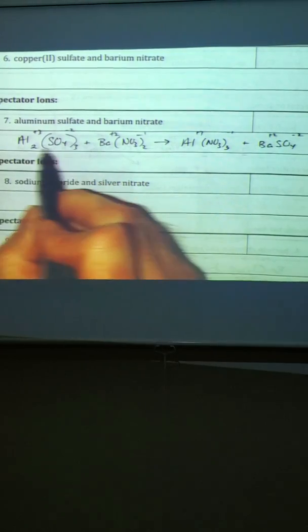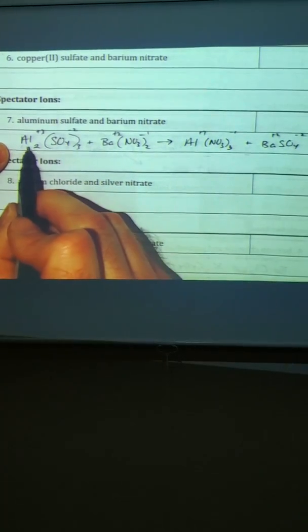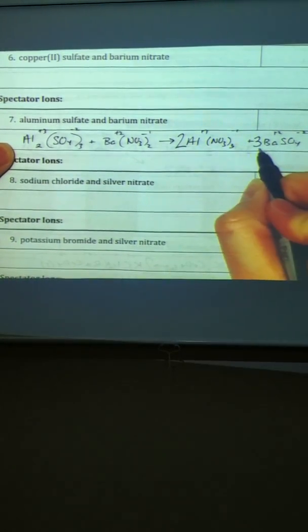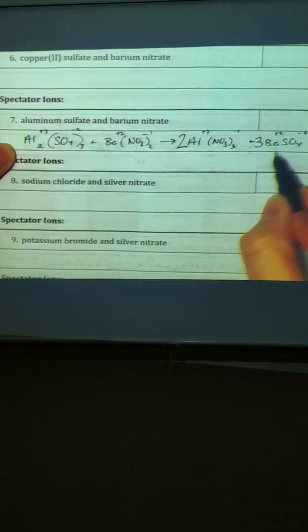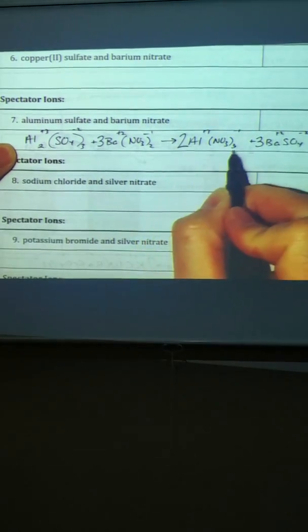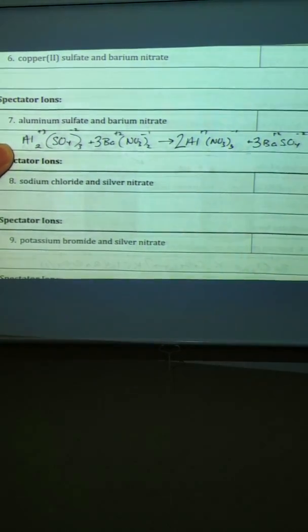So here again, we crossed them. So notice, I'm going to start here because it's the biggest and the scariest. We have 2 aluminums, so we're going to need 2 of our aluminums. We get 3 sulfates, 3 of our sulfates. That gives us 3 of our bariums, so 3 of our bariums. And then that gives us 6 nitrates, but we already had 6. 2 times the 3 is 6.